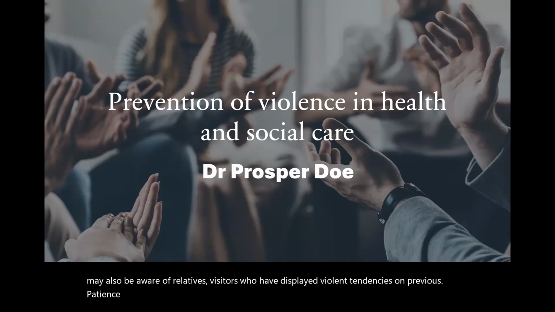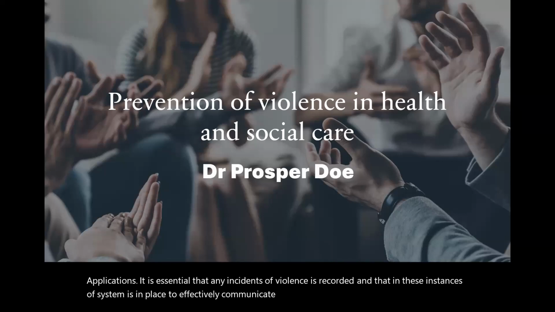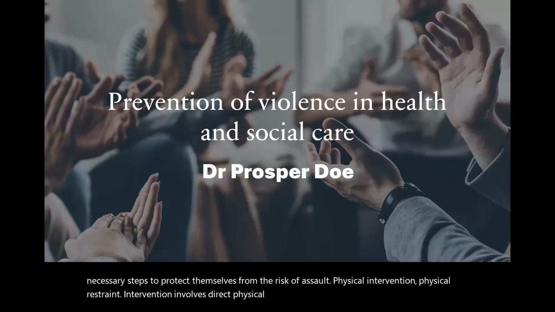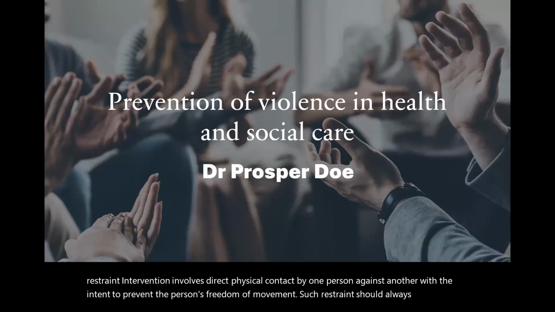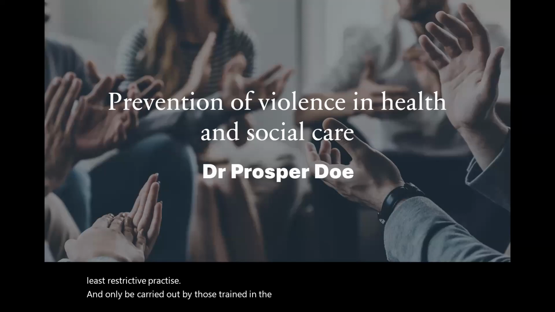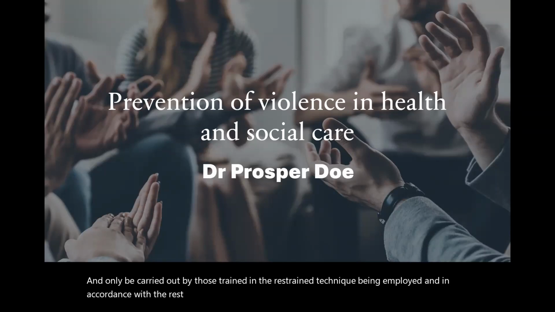It is essential that any incidents of violence are recorded and that in these instances a system is in place to effectively communicate this information to others in order to take the necessary steps to protect themselves from the risk of assault. Physical intervention. Physical restraint intervention involves direct physical contact by one person against another with the intent to prevent the person's freedom of movement. Such restraint should always involve the least restrictive practice and only be carried out by those trained in the restraint technique being employed and in accordance with the restraint procedure for the individual.